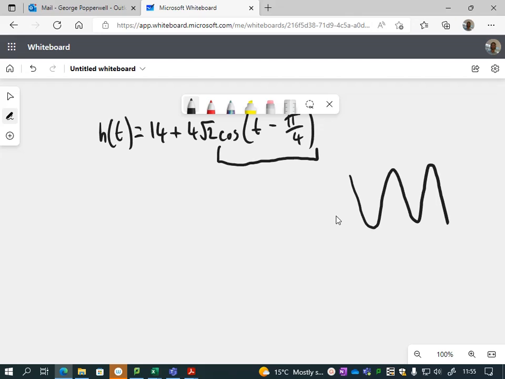So when is the maximum going to occur? That maximum for the height of the buoy is going to occur when cos(t minus pi over 4) is equal to 1. And when it is equal to 1, the maximum will simply end up as 14 plus 4 root 2. So that is the maximum.